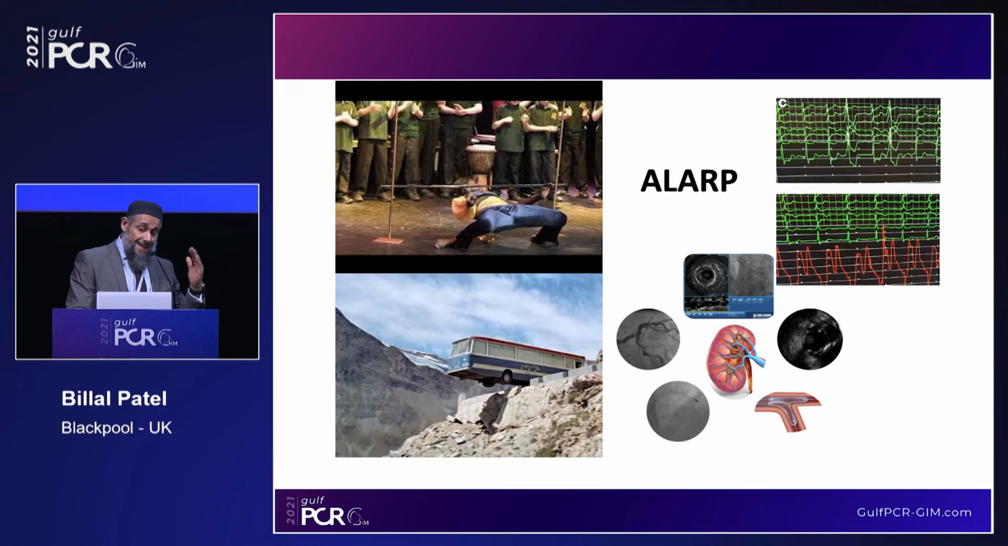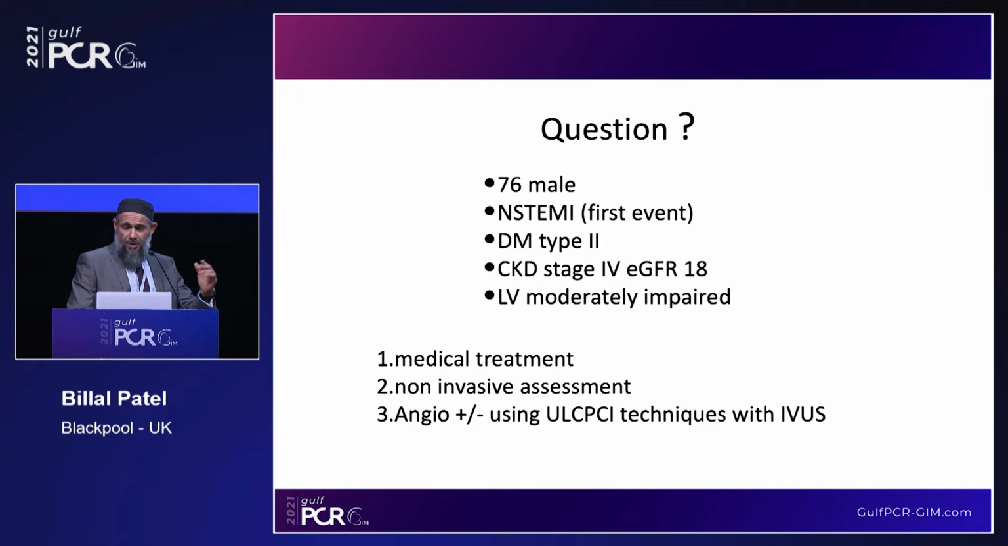And if you get things like hemodynamic instability, drops in blood pressure, this in itself can also cause contrast-induced AKI as well. So if you're faced with this patient again, would it be medical treatment, non-invasive assessment, or angio plus or minus using ultra-low contrast PCI techniques with IVUS?